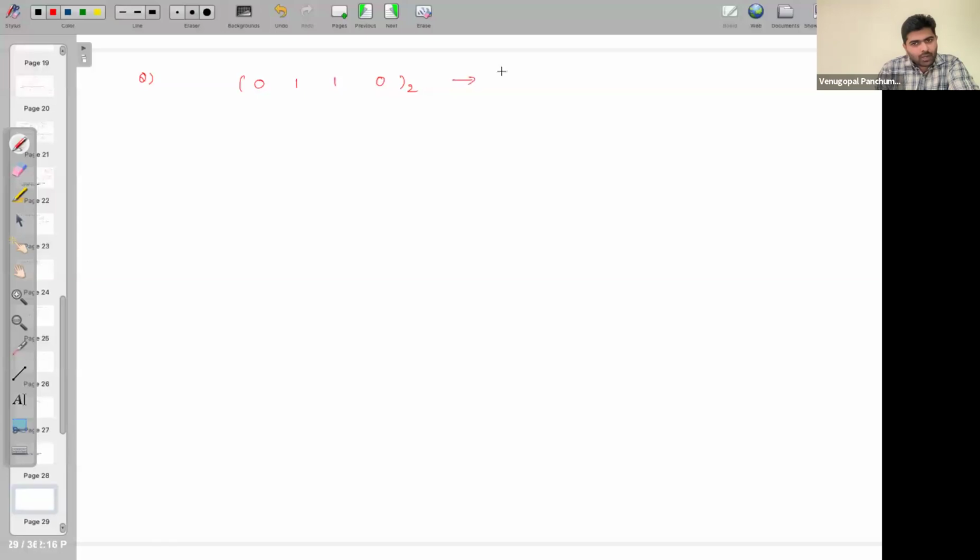So tell me, what is the decimal for this? Reverse of that. So simple. Write all the 2 powers: 1, 2, 4, 8. So zeros you ignore. Once you add it, 4 plus 2, 6. Zeros we have to ignore. Wherever ones are there, we need to add. Same process only.